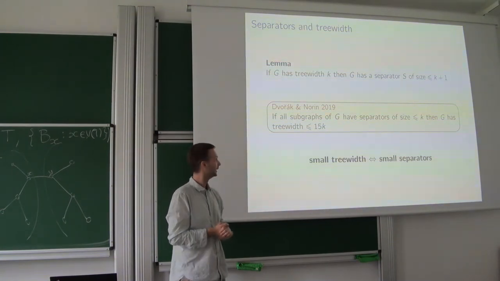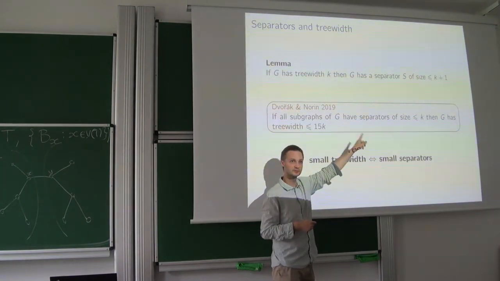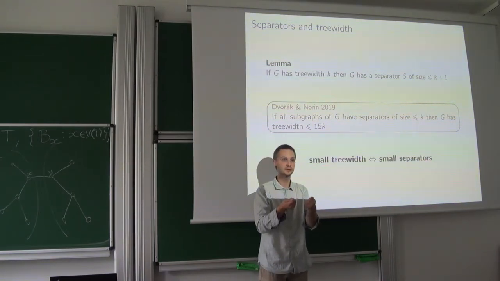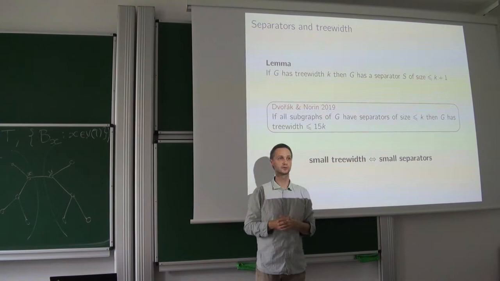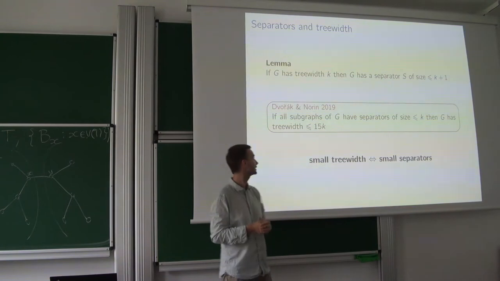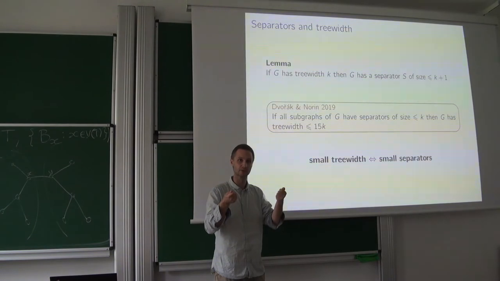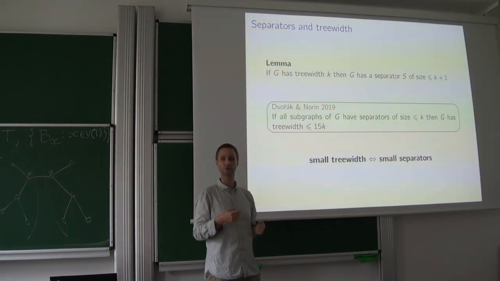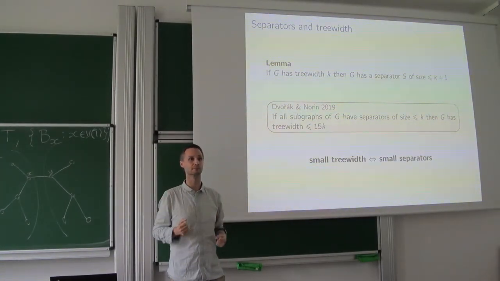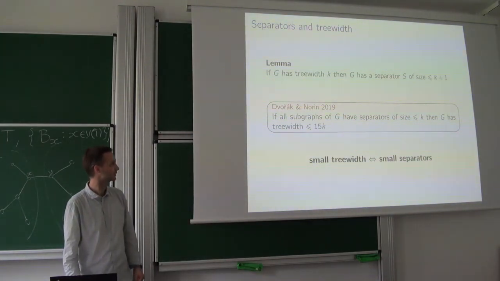And now, conversely, if you have a graph that has the property that it has a small separator, of size at most k, and all its subgraphs also have small separators of size at most k, then it turns out that the tree width is at most a constant times k, 15 times k. That's a theorem of Sergey Norin and Marcin Bojanczyk. So if you make sure to close under taking subgraphs, then having small tree width and small separators, up to a constant factor, capture the same thing. Right, so it's good to have that in mind when we think about separators.